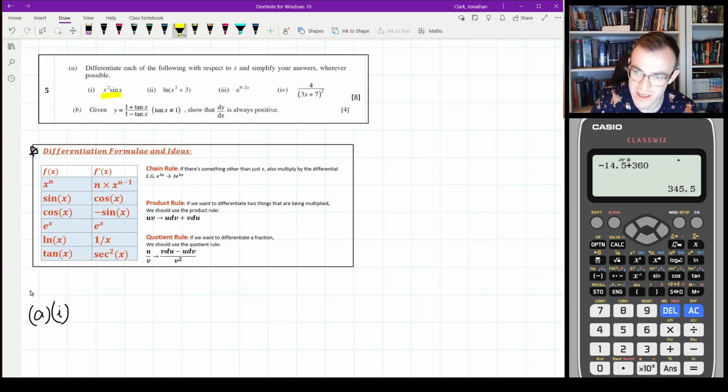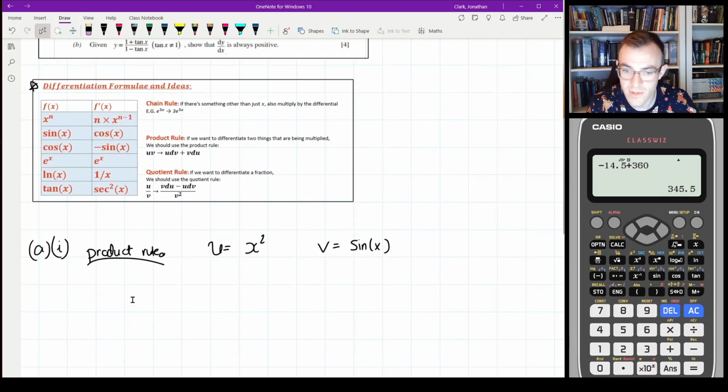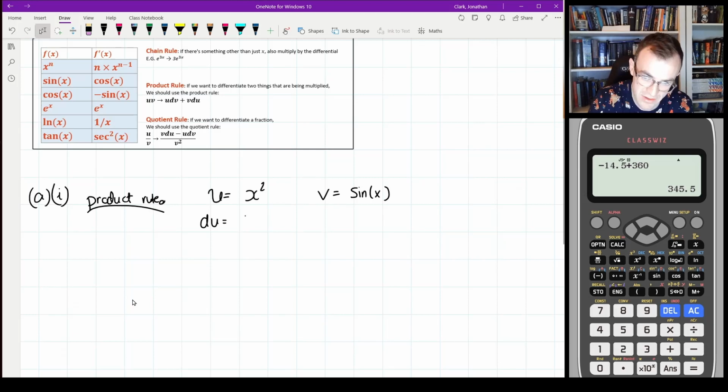We've got x squared sine x, and then we've got a bunch more that we're going to see shortly. So something I'm noticing with this is it's x squared multiplied by sine x. It's two functions being multiplied together here, so I'm going to need to use the product rule for this one. So let's call u x squared and v sine x. Yep. Differentiate them individually.